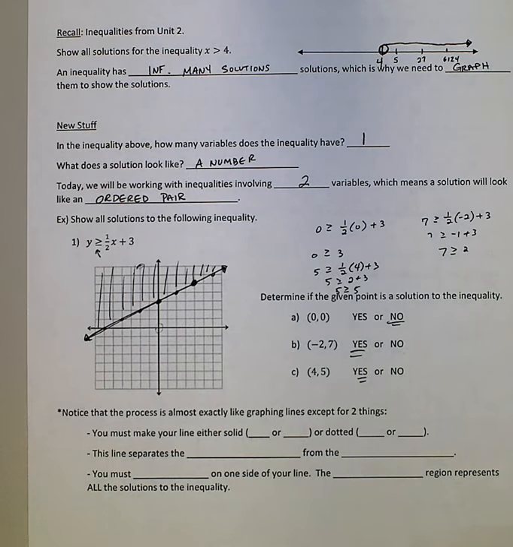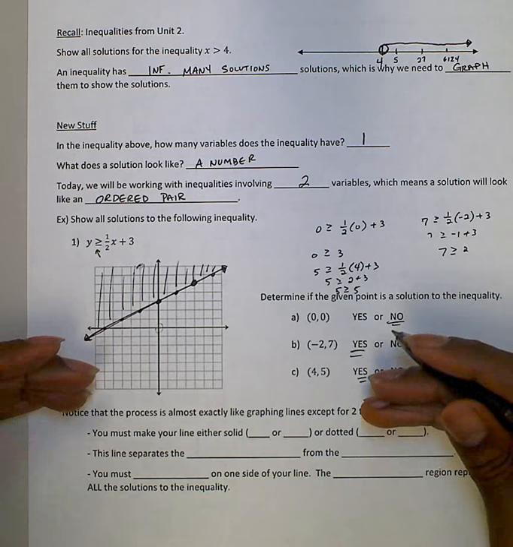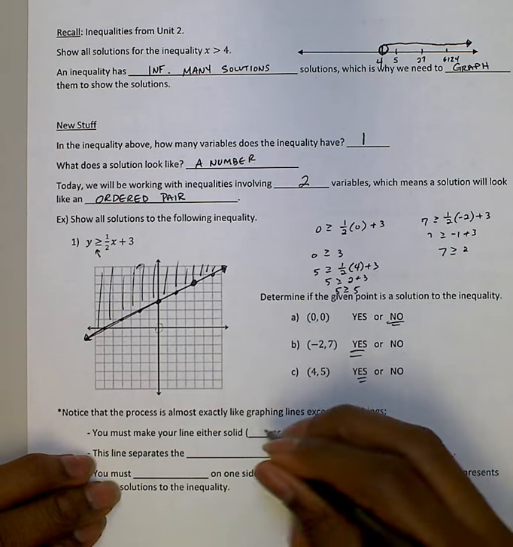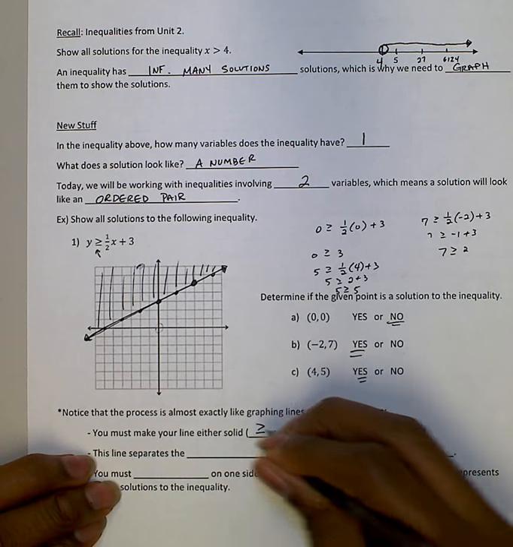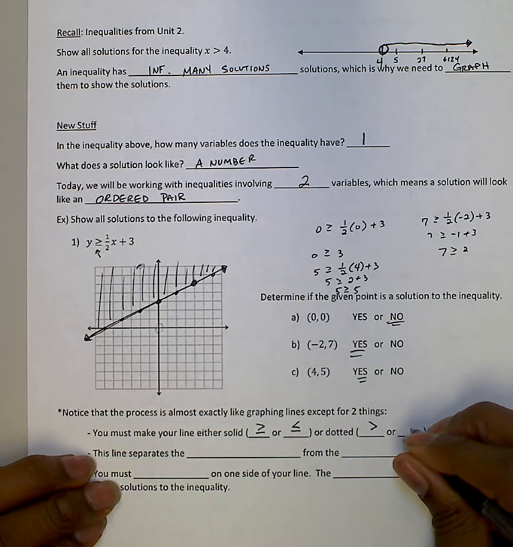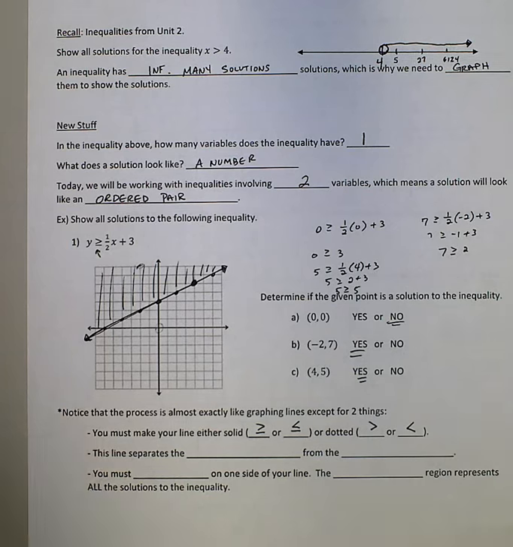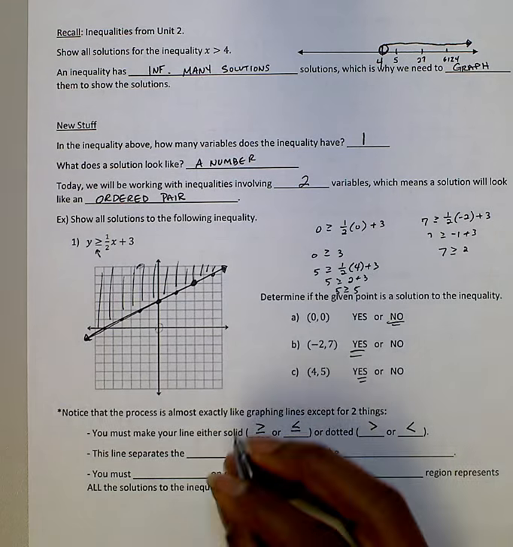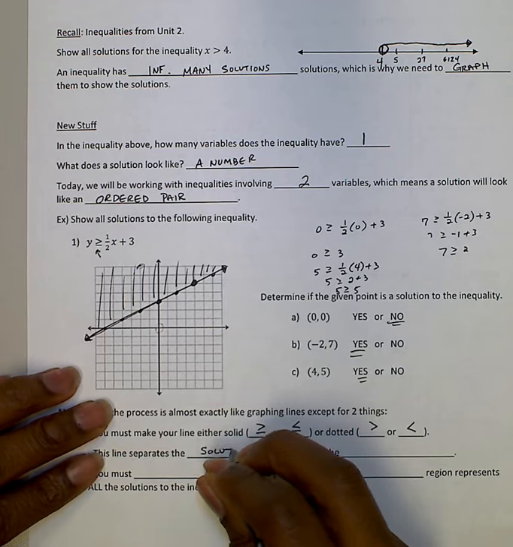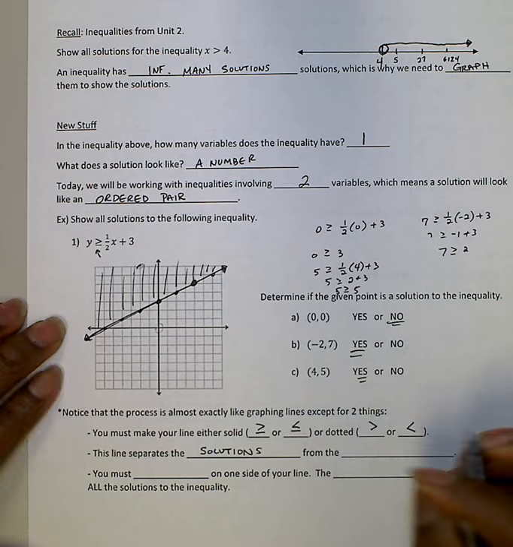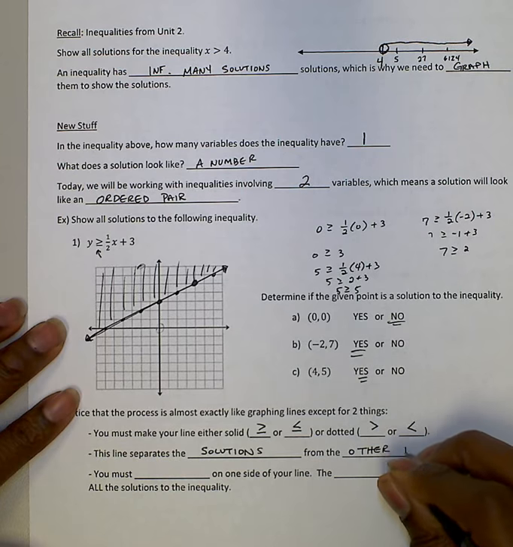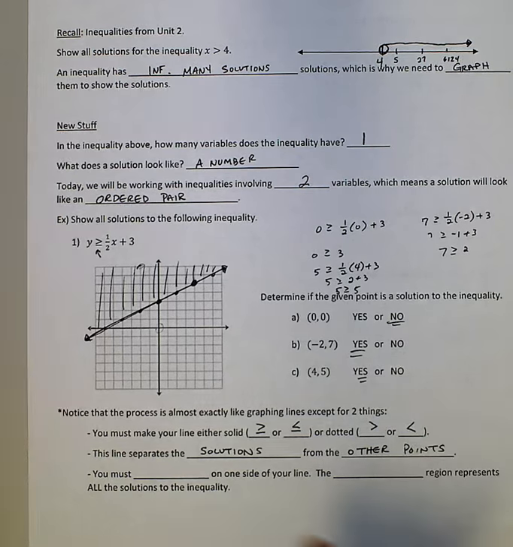Okay, so let's go through and fill in these blanks. You must make your line either solid, and that happens if it's greater than or equal to or less than or equal to, or dotted, and that happens if it's greater than or less than. And this line separates the solutions from the other points. Notice that none of the solutions are on this side of the line.